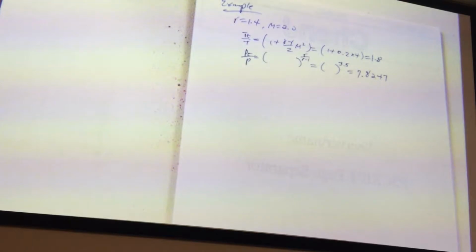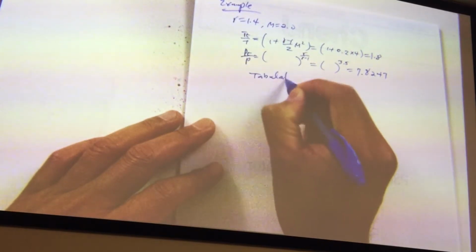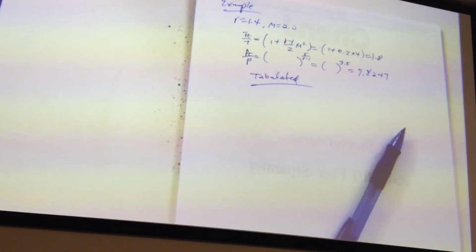But these are in your textbook. Okay, these are calculated. May I borrow one of your textbooks? Can I borrow your textbook? Thank you.